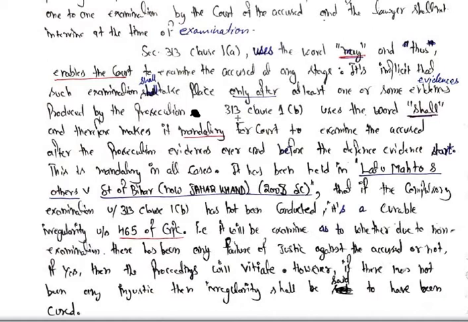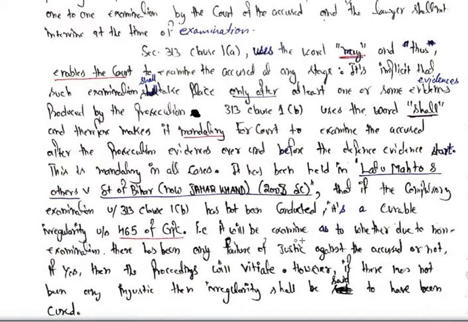Then the next sentence: 313 clause 1B uses the word "shall" and therefore makes it mandatory for the court to examine the accused after the prosecution evidence is over and before the defense evidence starts. This is mandatory in all cases. It has been held in Latu Mehto and others versus State of Bihar (now Jharkhand), 2008 Supreme Court, that if the compulsory examination under section 313 clause 1B has not been conducted, it is a curable irregularity under section 465 of the CrPC.